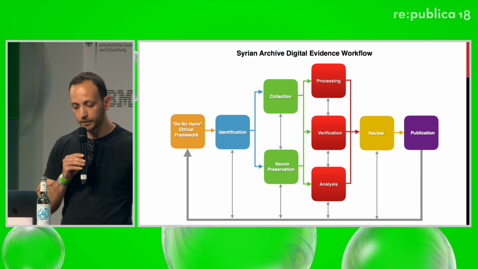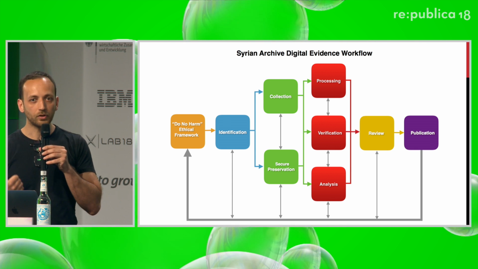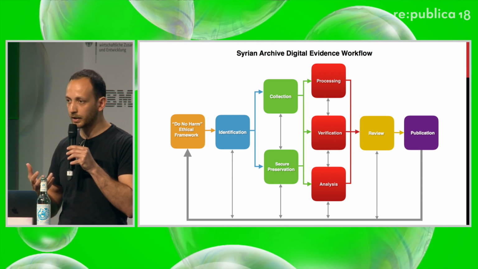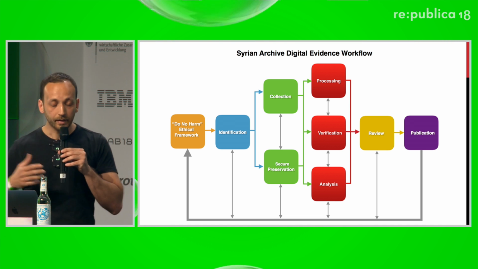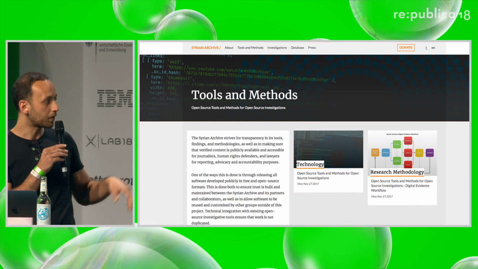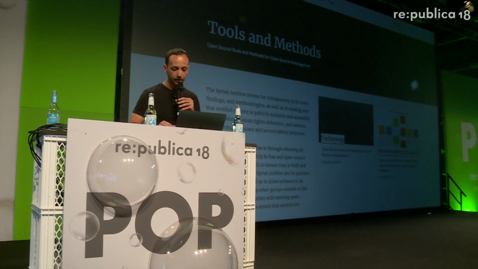And of course, a do no harm ethical framework is embedded in this type of work. What we mean by that is that when we publish content, when we do investigations, and when we connect with people, we need to make sure that we don't put anyone at risk. So we really need to be sure that this work is being done without exposing anyone. Everything can be seen on the website as tools and methods. The technology includes the tools that we use for collection, secure preservation, and verification. They are open source tools, and if anyone would like to have a look and contribute, that would be really great. And the research methodology has every step that we take in order to work on this material.